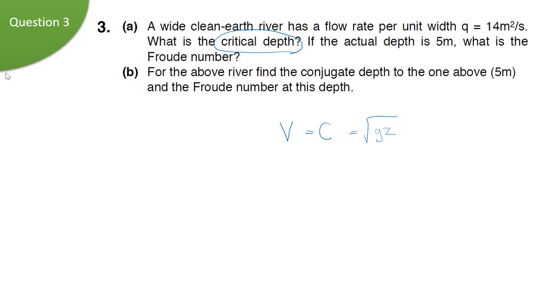So yes, as you see, Froude number, perfect. We need to use the Froude number here, and you should pay attention to the assumptions in the question. Now it says critical depth. If you know what it means and how it happens, then the question becomes so easy. So at critical depth, the Froude number should be equal to one, and we also have the flow rate.